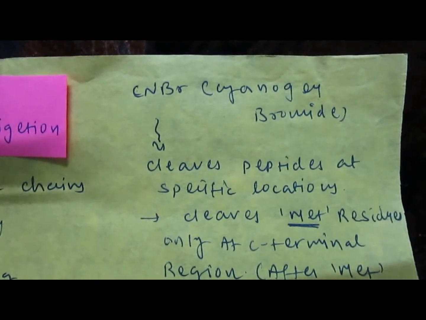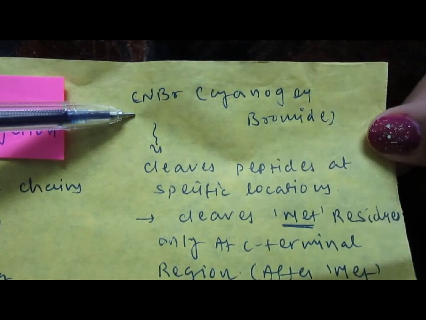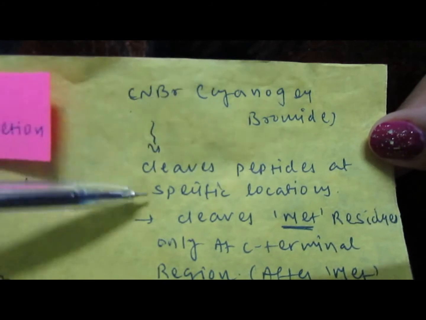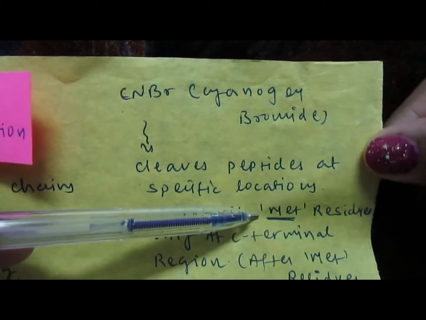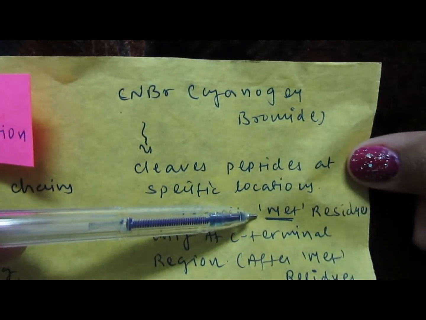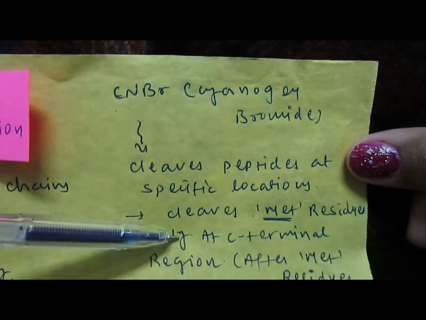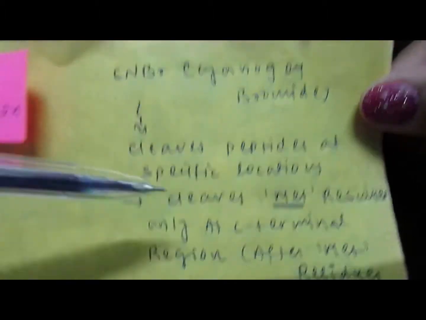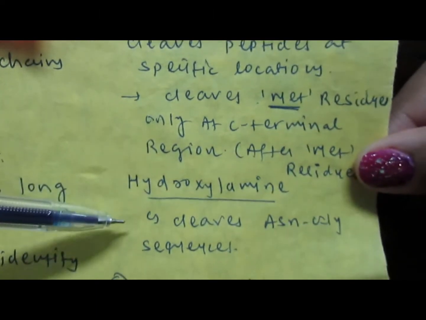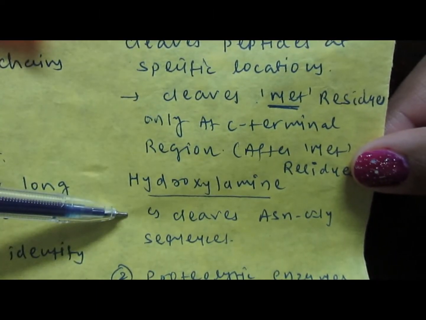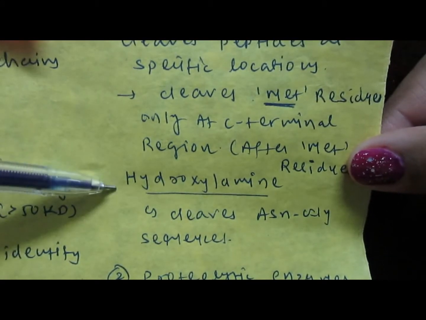In chemical digestion, cyanogen bromide is used, denoted as CNBr. The mode of action of cyanogen bromide is that it cleaves the polypeptide at a specific location. If a methionine residue is present in a particular polypeptide chain, then cyanogen bromide cleaves after every methionine residue, at the C terminal of the polypeptide chain only. Then the second chemical is hydroxylamine. If asparagine and glycine residues are present in the polypeptide chain, then it can be cleaved by hydroxylamine.